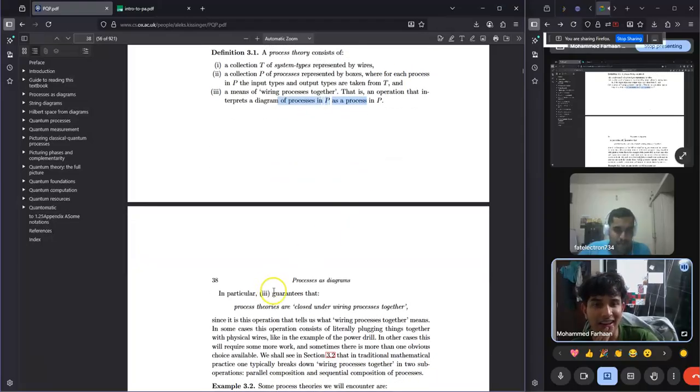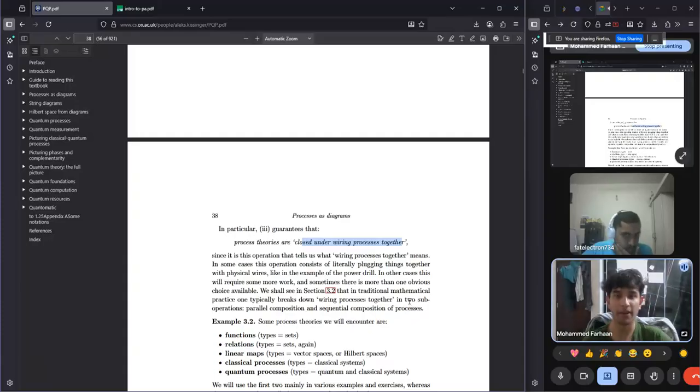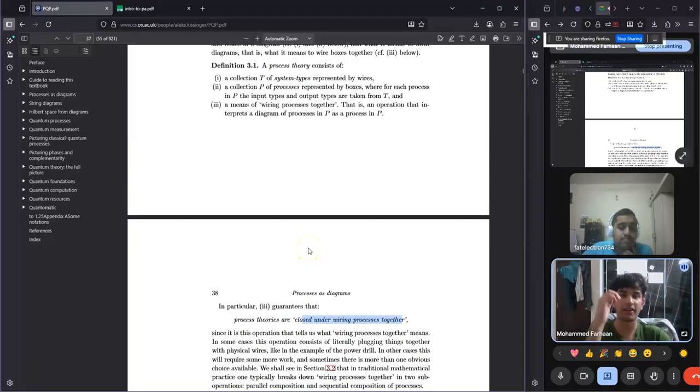So I think this is very important. It guarantees that process theories are closed under wiring of processes together. Basically, in layman's terms, if you combine anything from the same process theory, say you have a huge process theory, you have one process here and one process here, then it is guaranteed that whatever composition you do of these two processes is going to lie in this bigger process theory. You're not going to find a way to go out of the process theory.